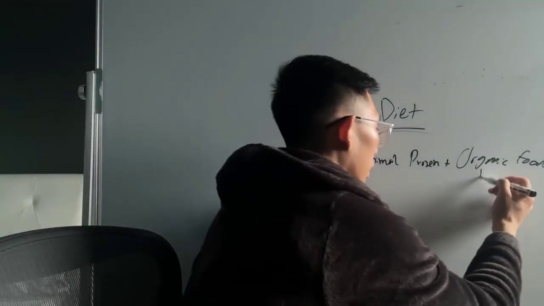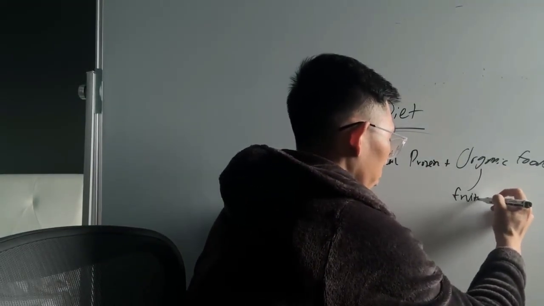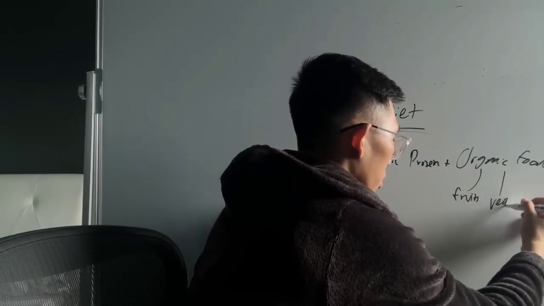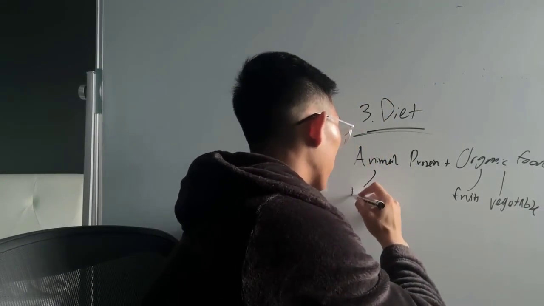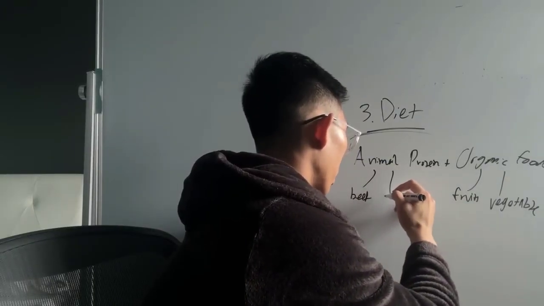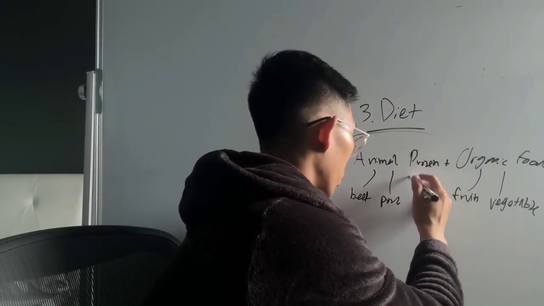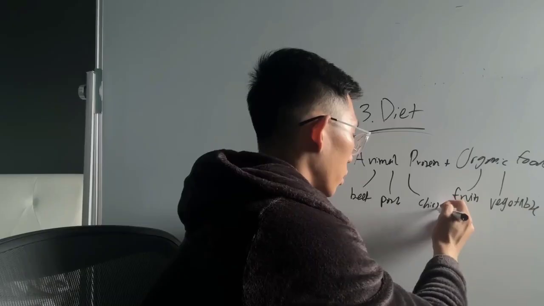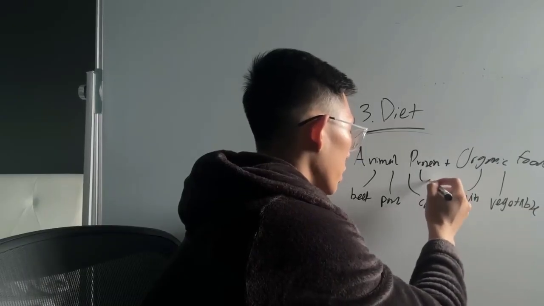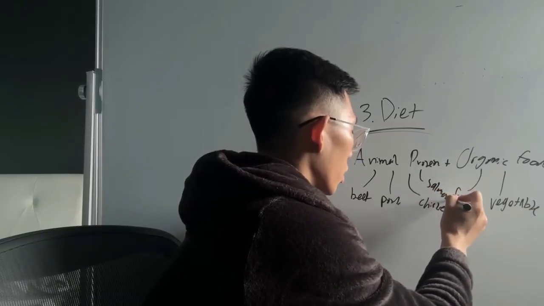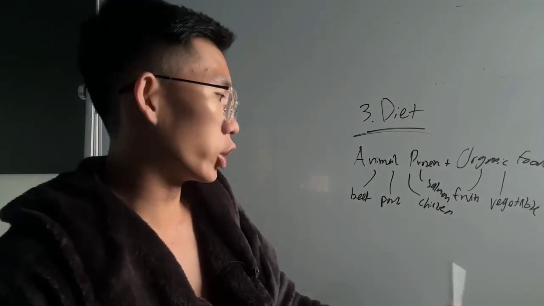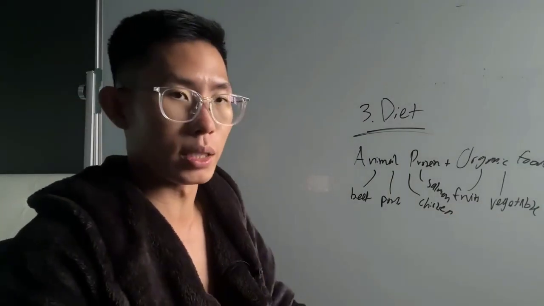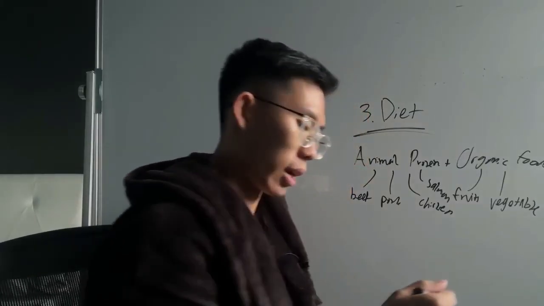So organic food can be things like fruits and vegetables, right? Basically healthy stuff. And then animal protein could be things like beef, pork, chicken, right? Even salmon, even fish. So for me, my diet is actually very simple. I eat chicken breast and some vegetables and some rice and some sort of carbs, right?